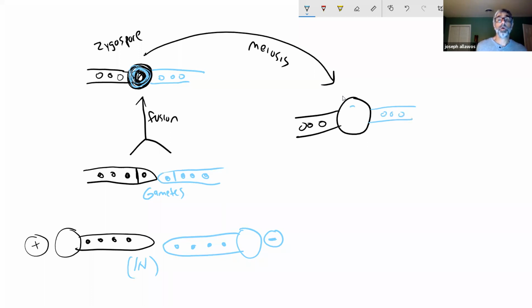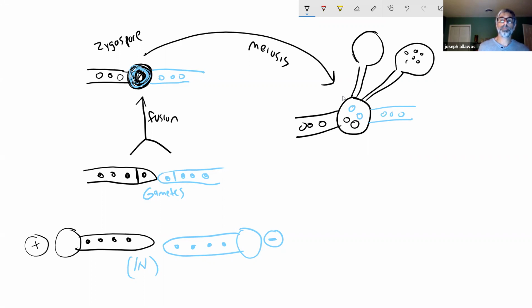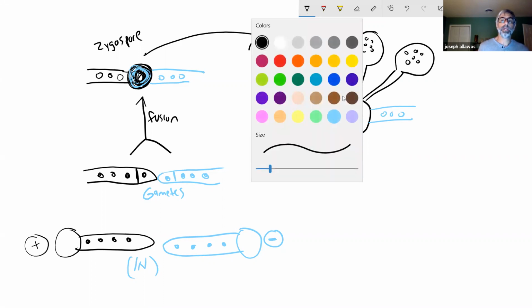It'll do meiosis. When it does meiosis, we get 4 cells, right? Turns out that we get both mating strains inside here, okay? And then a curious thing happens. From these 4 cells, sporangia outgrow out of the zygospore. And there'll be more than one usually. And there'll be spores in here. And there'll be spores of both mating strains.